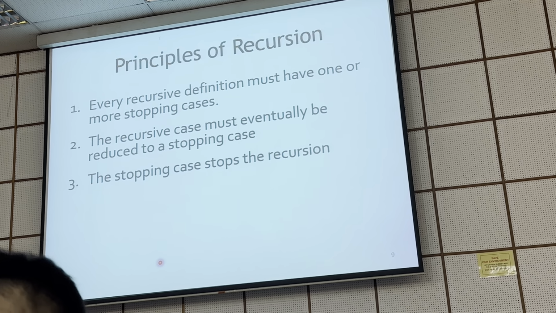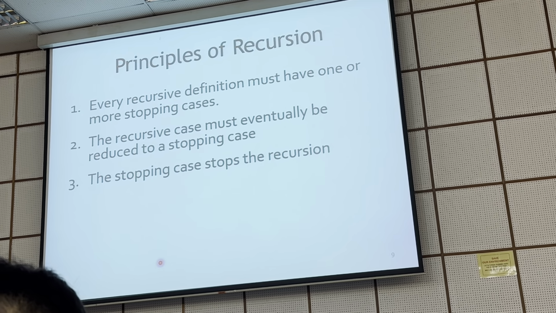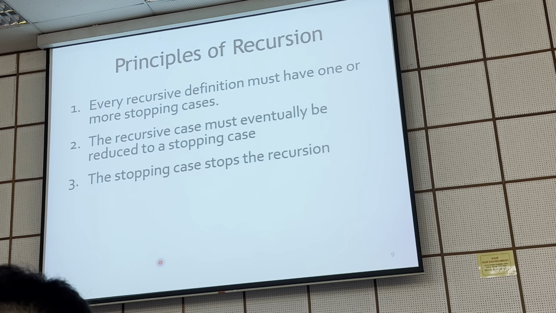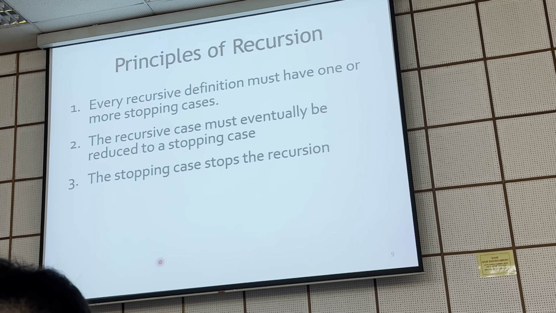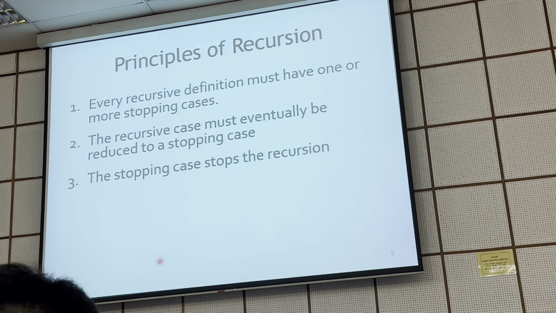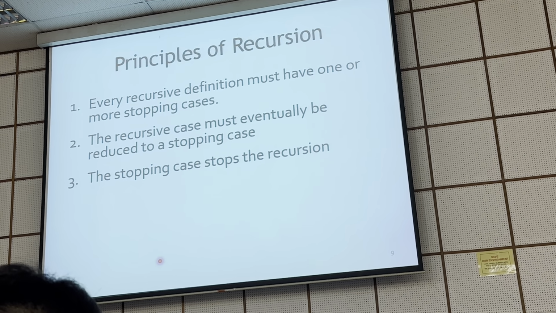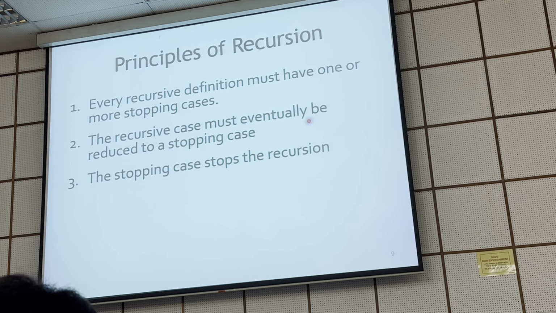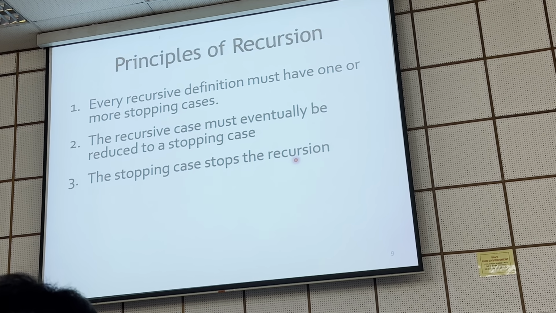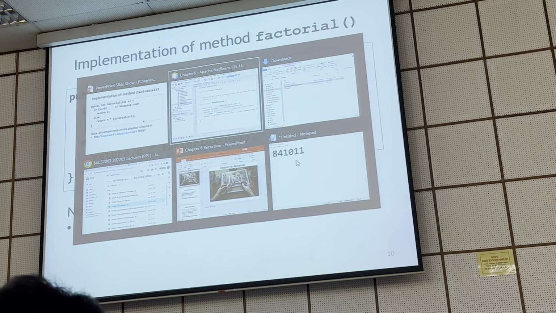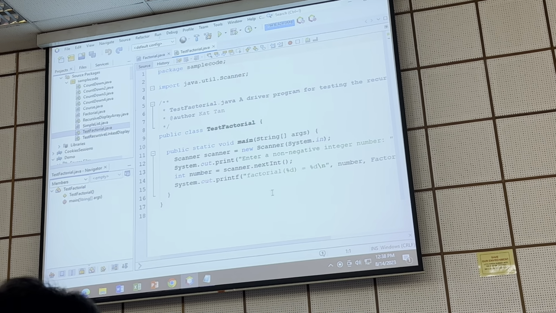So the principle for recursion is that every recursive definition must have one or more stopping cases. You must have the stopping case. Otherwise, recursion will keep breaking down the problem into smaller parts with no stopping, like an infinite loop. The recursive case must eventually be reduced to a stopping case. The stopping case stops the recursion, so that is very important. Now let's take a look at the algorithm.